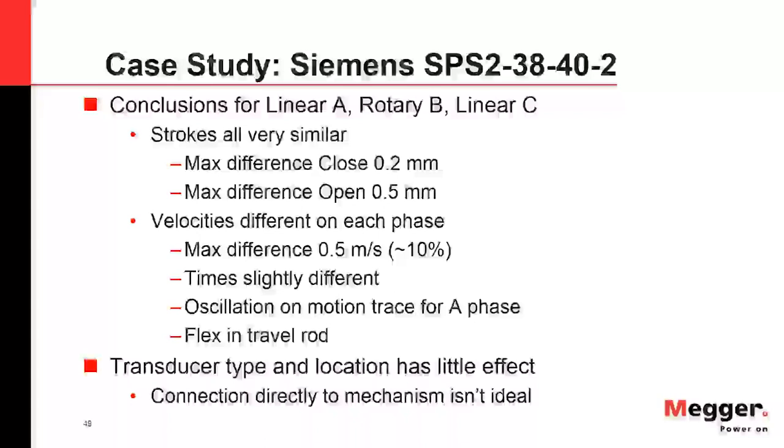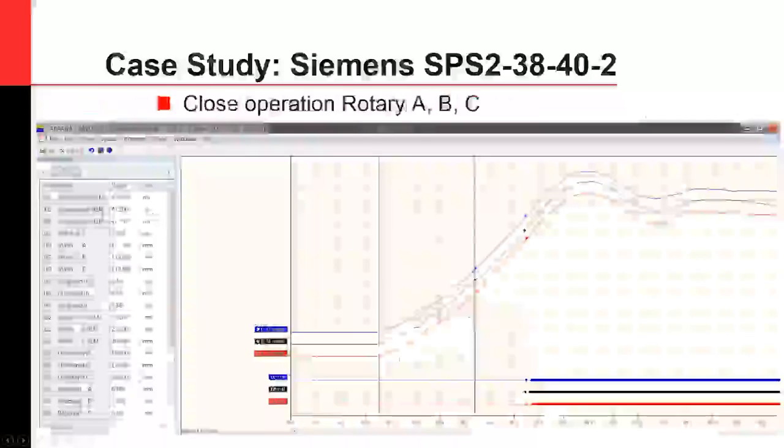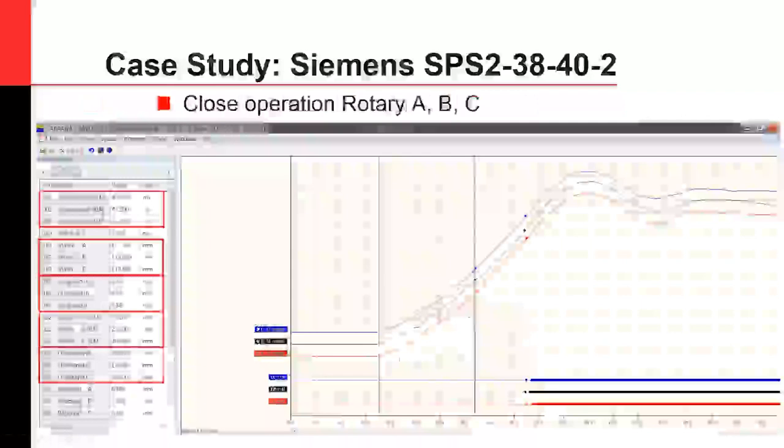So now what we're going to do is look at our rotary A, B, and C. And if you look at this, you'll see once again the close times, strokes, speed, penetration, over travel, and rebound are all very similar.